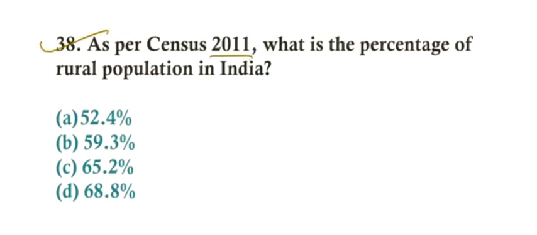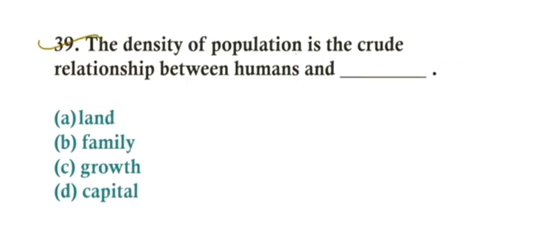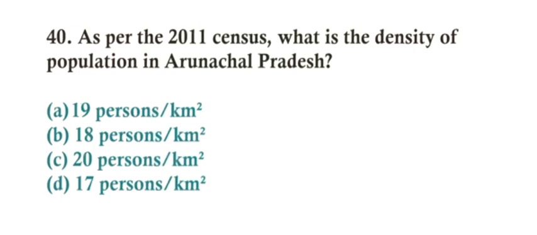38. As per the Census 2011, what is the percentage of rural population in India? Option number D, 68.8%. Question number 39. The density of population is the crude relationship between humans and dash. Option number A, land. 40. As per the 2011 census, what is the density of population in Arunachal Pradesh? Option number D, 17 persons per kilometer square.